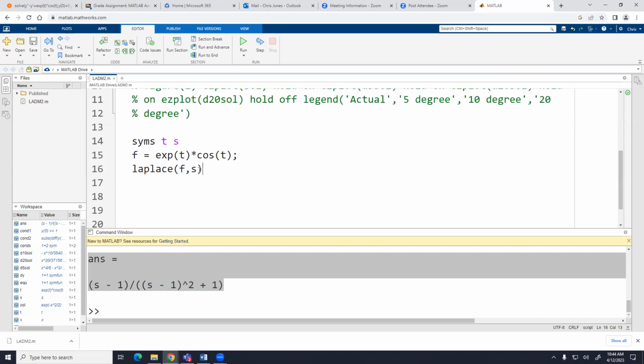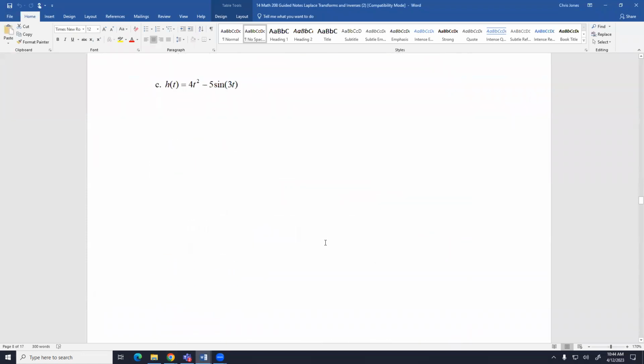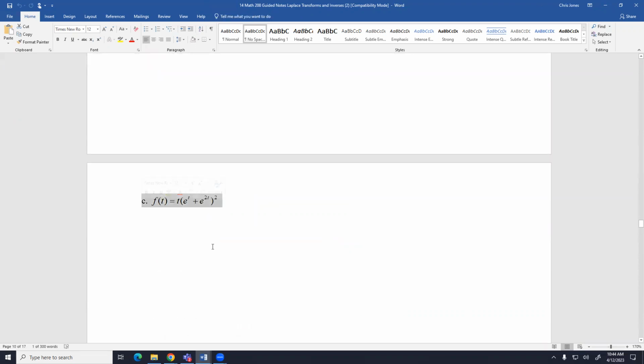But let me pull up this. This is our guided notes from... All right, let's see. How about this animal right here? Okay, so we did that. This is on guided notes number 14.